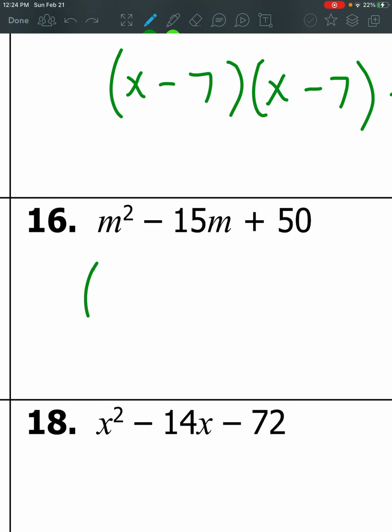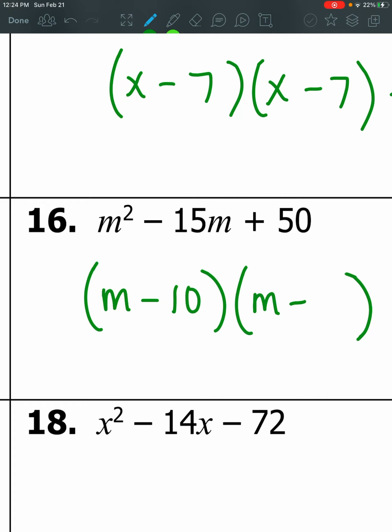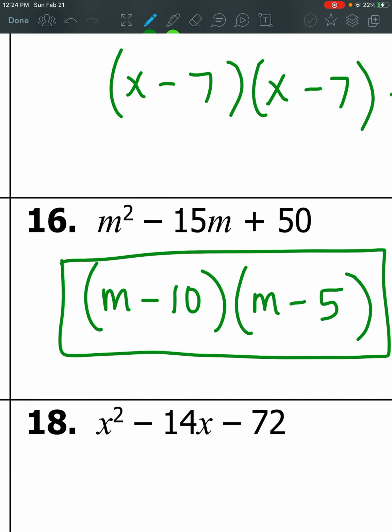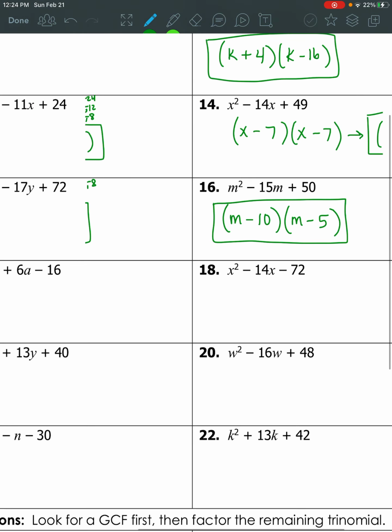And last one. Now what you're going to notice in this next part is they're not always going to be organized in these sets for you. You have to determine which type of scenario it is. And this one would be 10 and 5. Those multiply to +50 and add to -15.